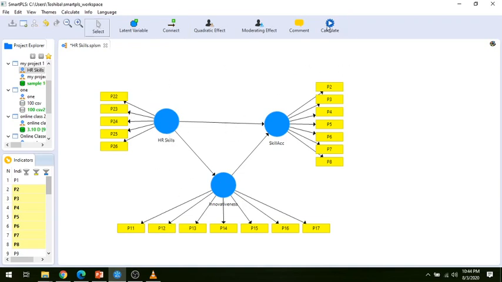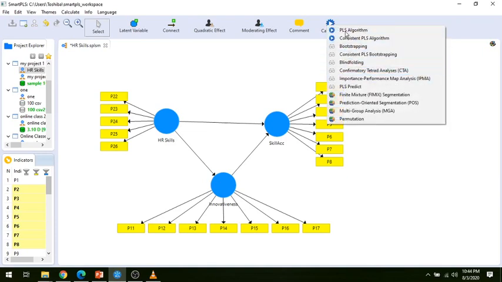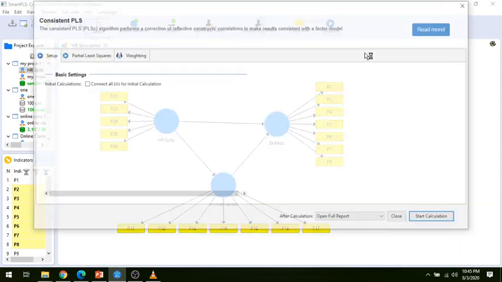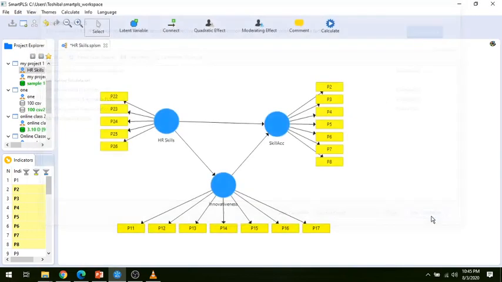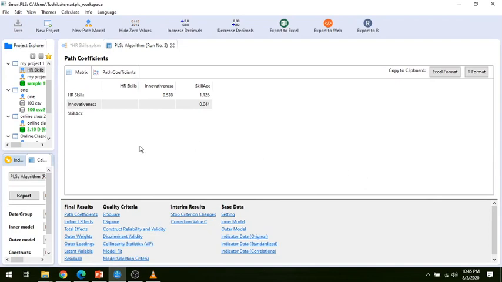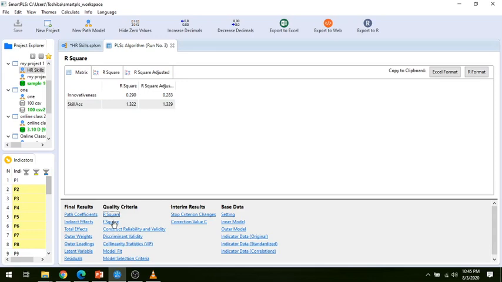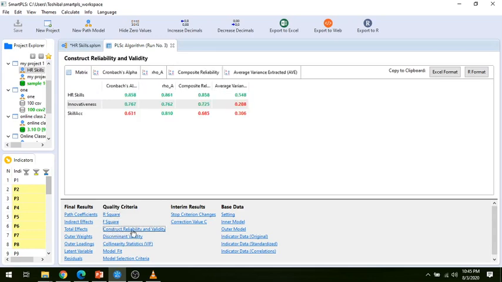We'll go to calculations. There are different options. We will go for consistent PLS algorithm. Here, start, calculate, and you will find the results are here. Now in quality criteria you have R square, F square. We will talk about the consistent, reliability and validity. Now in this software, I like this software very much because it gives detail of all the variables.